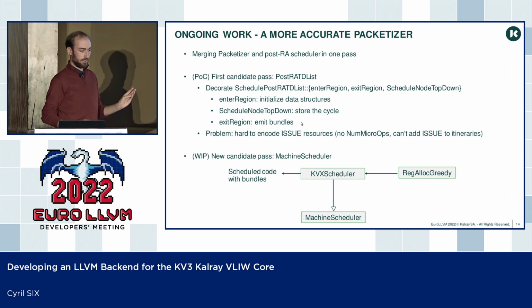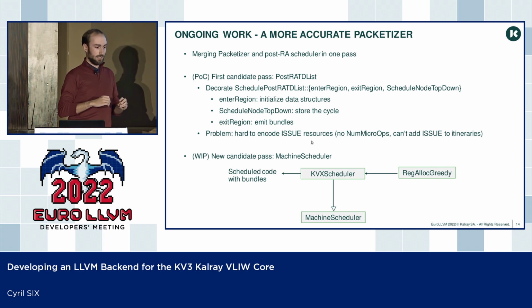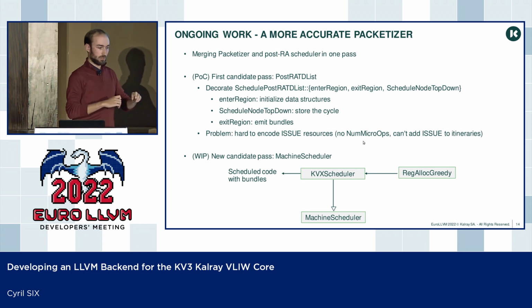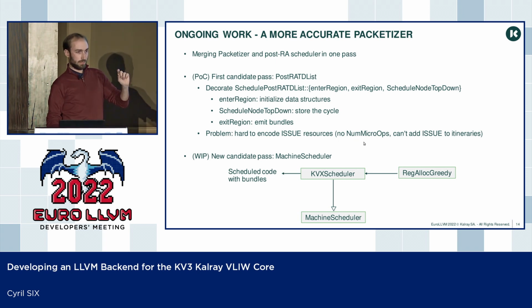But one problem that I found is that I cannot encode the issue resources because of some technical problems. The post-RA TD list scheduler completely disregards the NumMicroOps variable. This NumMicroOps is a variable that you can add to your instruction information in order to say, OK, this instruction uses that number of slots. And this would be a perfect fit for us for encoding the issue resources. But unfortunately, the scheduler does not support it, as it's older than the machine scheduler.